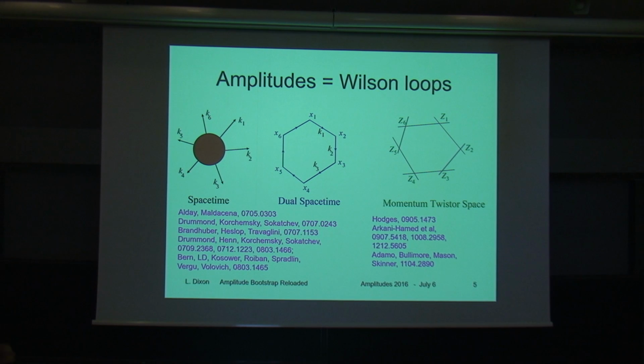So many people here have contributed to the development of the idea that amplitudes in this theory are essentially the same as Wilson loops. The amplitudes live in a space-time with the momentum of the external gluons, and in the dual space-time, the amplitudes correspond to light-like polygons with vertices at the dual coordinates x1 to xn. And then, of course, there's also a momentum twistor space that is very convenient for parameterizing these things.